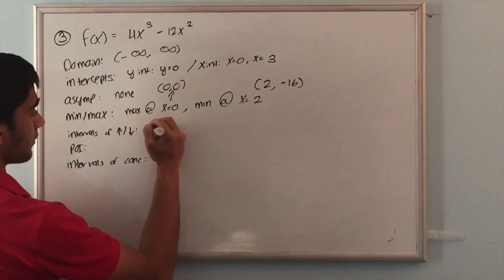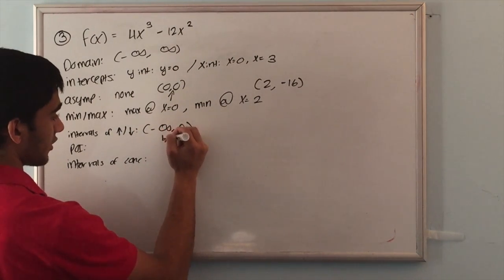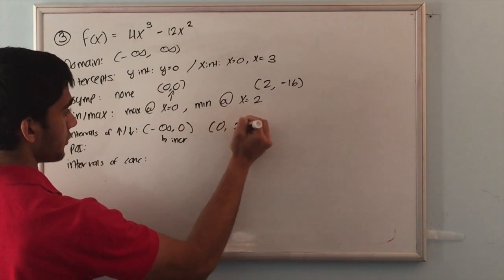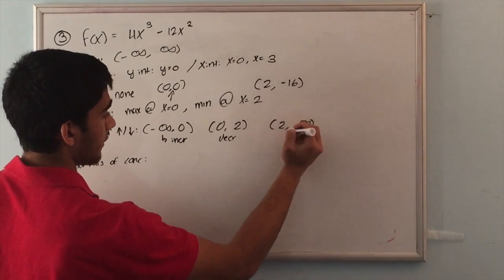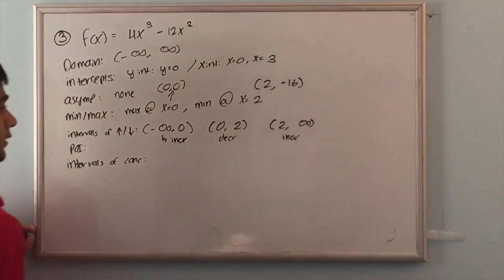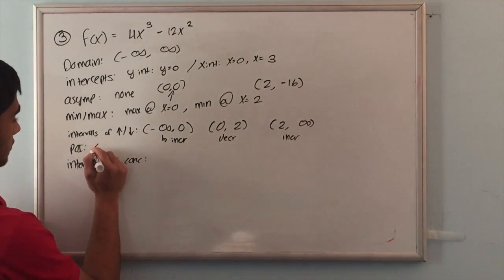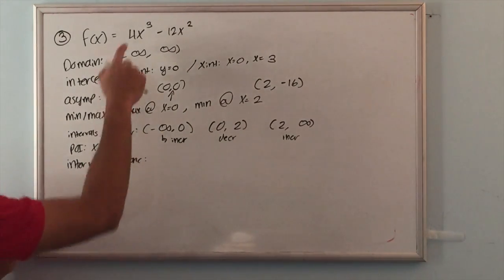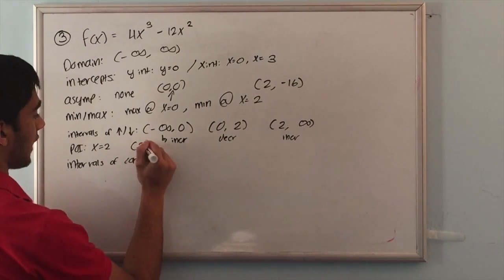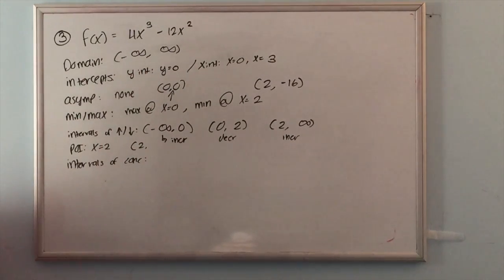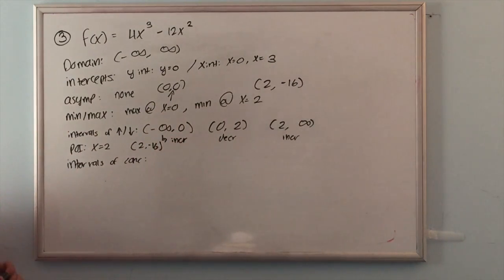Intervals of increase and decrease, we know from negative infinity to 0, we had an increase. From 0 to 2, we had a decrease. And from 2 on to infinity, we had an increase again. POIs, we had 1 POI, and that POI occurred at x equals 2. And again, if we plug this into the function, at x equals 2, 2 cubed is 8, 8 times 4 is 32, 32 minus 48 is negative 16. So that POI occurred at 2, negative 16.